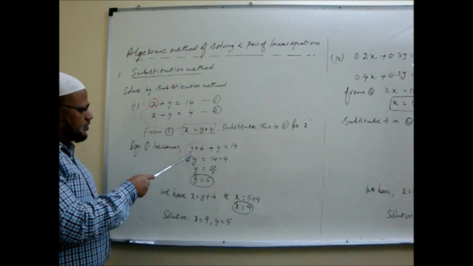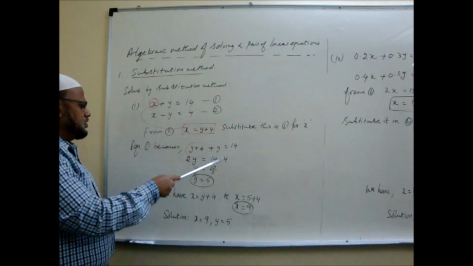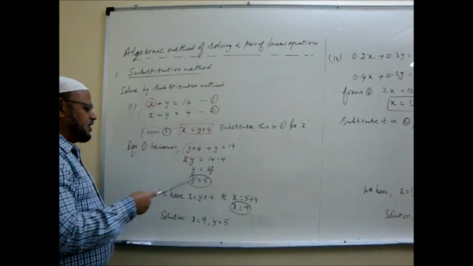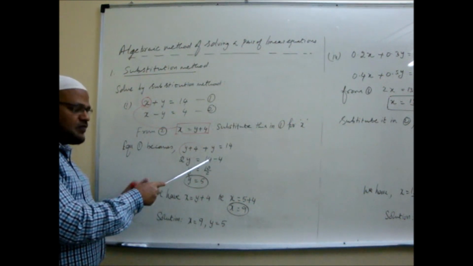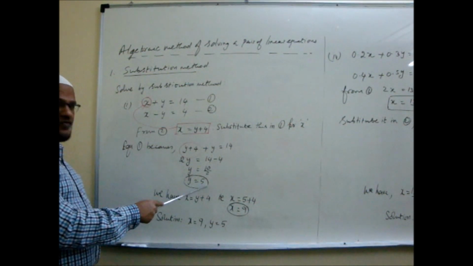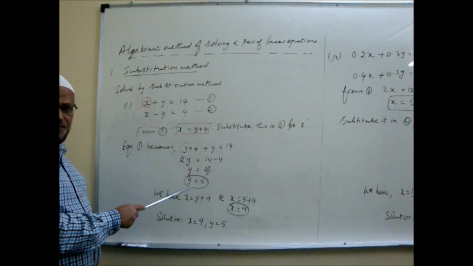Okay? So it is becoming 2y is equal to 14 minus 4. I am getting the value of y as 5. I solve for y because there is only one variable now. y is equal to 5. So value of y is obtained.